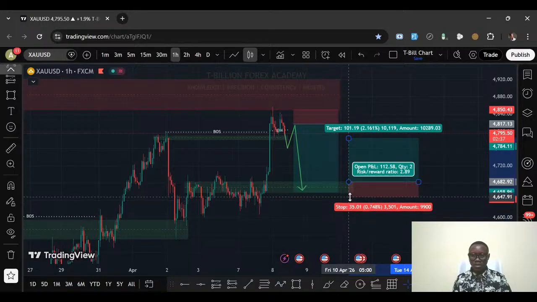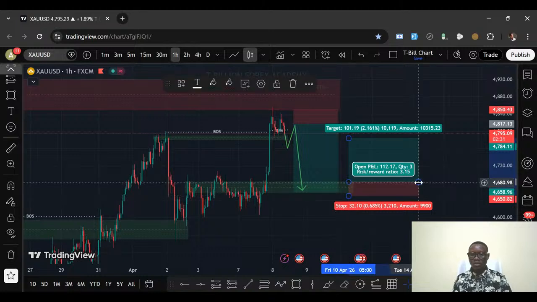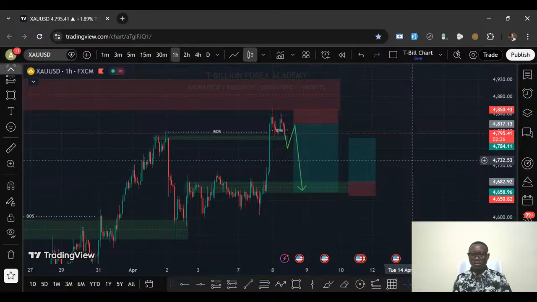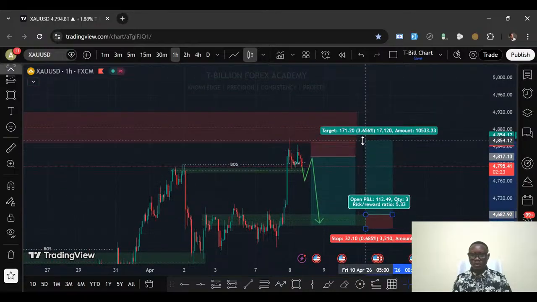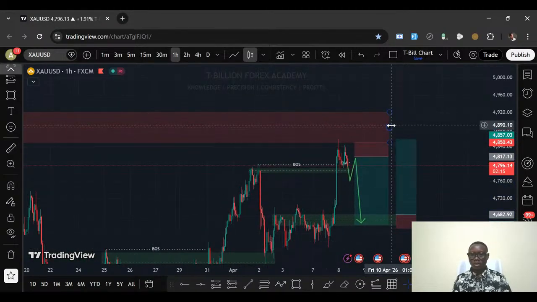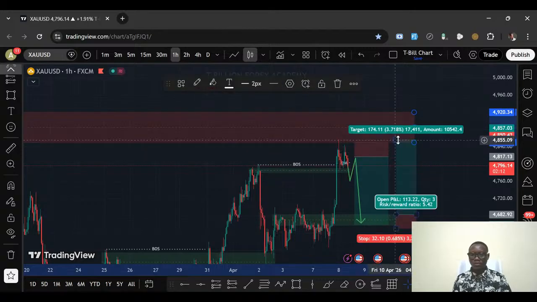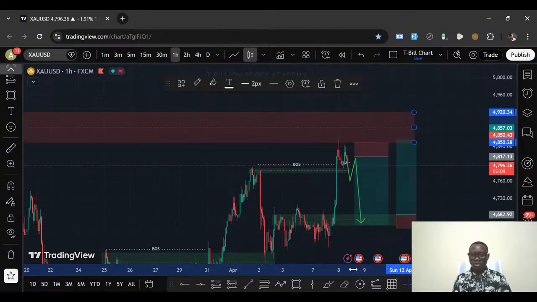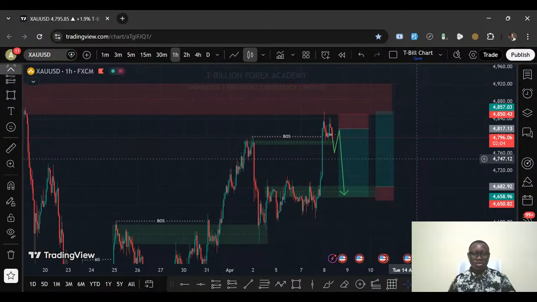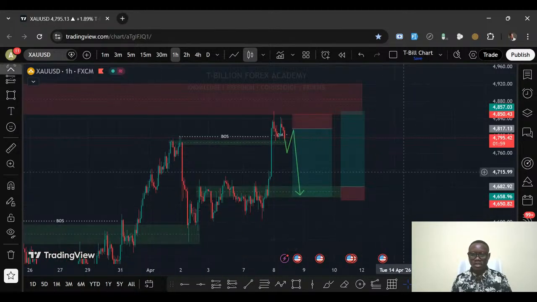These are SL. And our take profit will be right here, and that's 1:5 risk to reward ratio. All right. So this is my buyers on gold. So wait patiently for this setup to fully form.